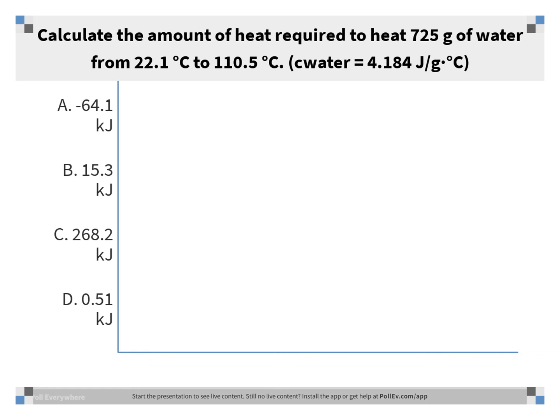The correct answer is C, 268.2 kilojoules. You're using the equation Q equals mc delta T. M is your mass of 725 grams, C is the specific heat of water, which is 4.184 joules per gram Celsius, and delta T, which is T final minus T initial, is 110.5 minus 22.1. You should end up calculating it as 268,153 joules, which is the same thing as 268.2 kilojoules.